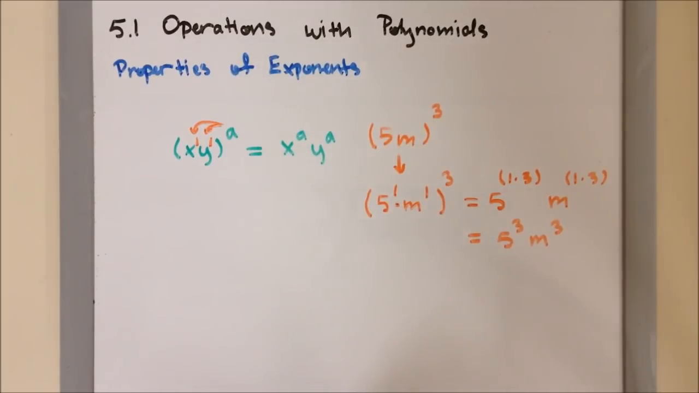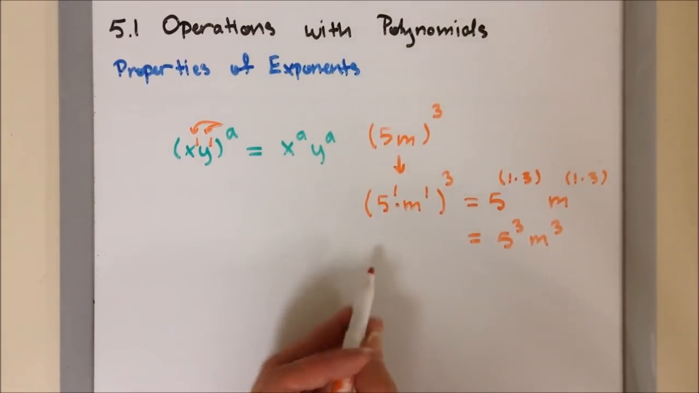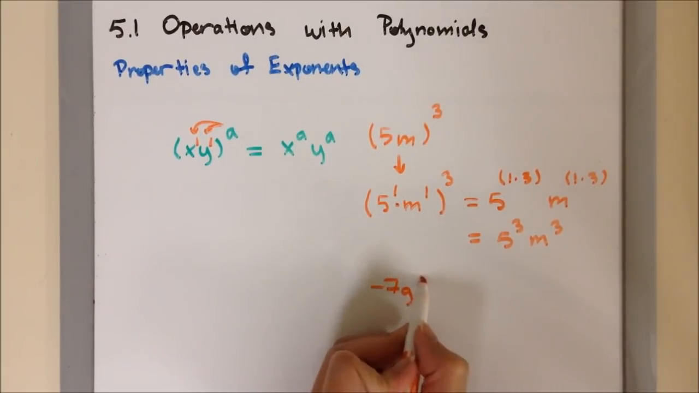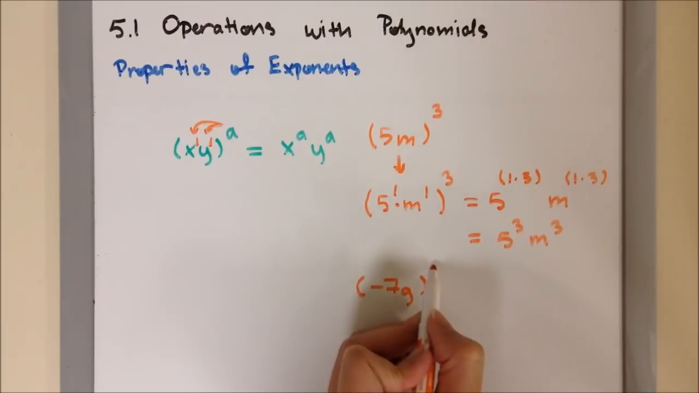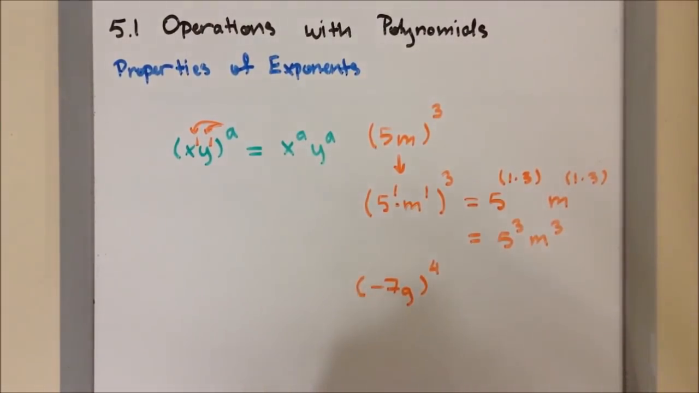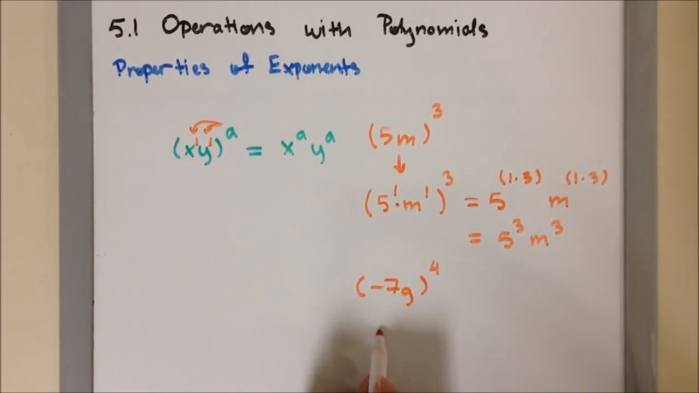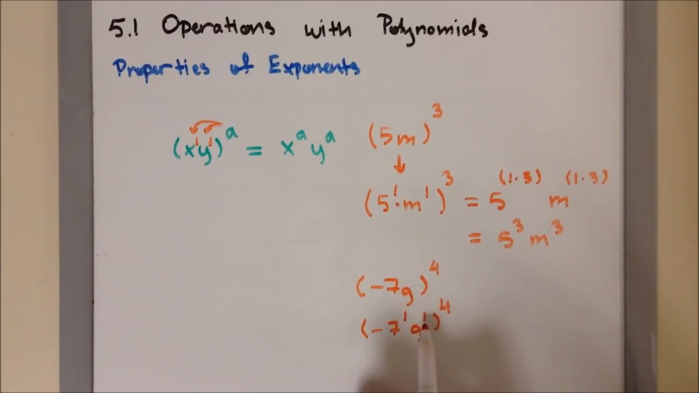Now let's say we have another example. Negative 7g raised to the 4th power. Now remember, my negative 7 and my g has an invisible 1 exponent. So negative 7 to an invisible 1, g to an invisible 1, raised to the 4th power, I'm going to distribute my 4 to the exponents only. So it's going to be negative 7. Now I'll put parentheses because it's a negative 7.